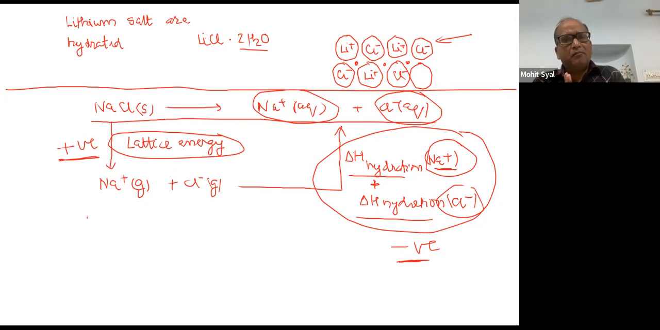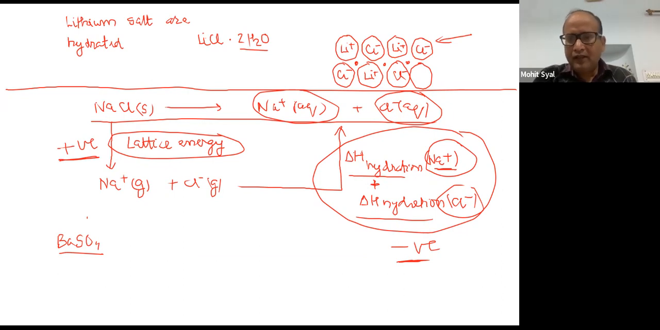But not all the salts are soluble. There are some salts which are insoluble. So what reason could be given? Like barium sulfate, it is a white precipitate and it is insoluble. Why? Because the hydration energy is not sufficient to compensate for the lattice energy. That's why it is insoluble.